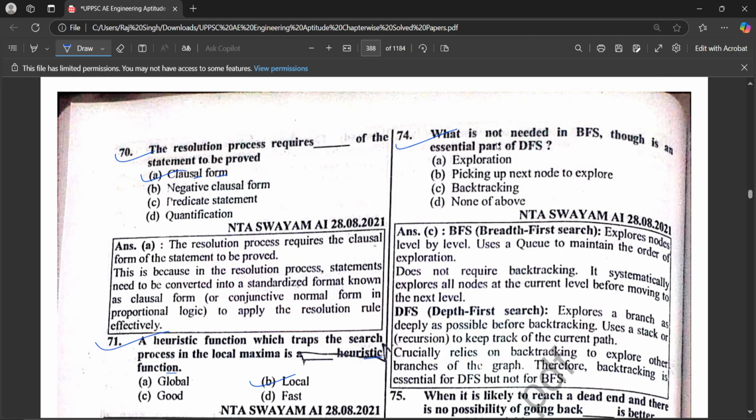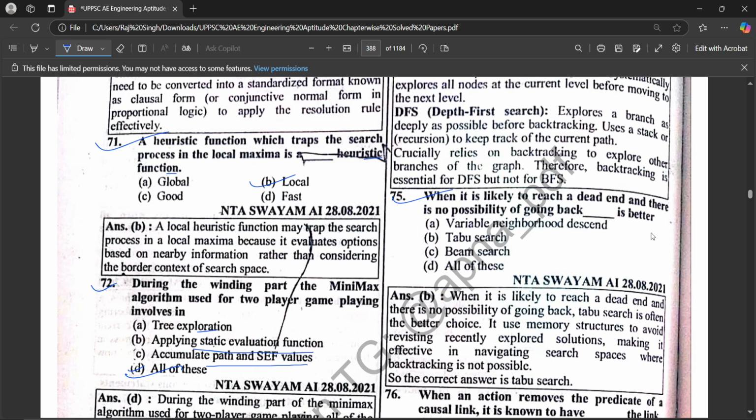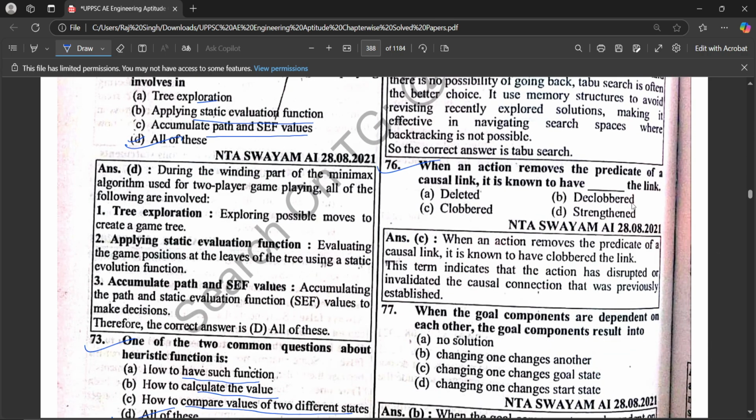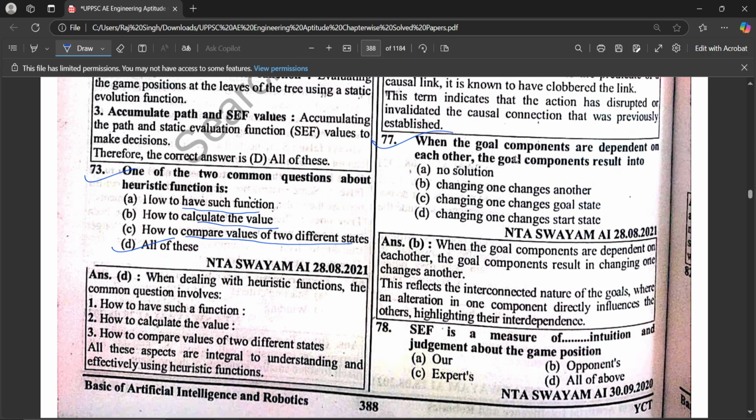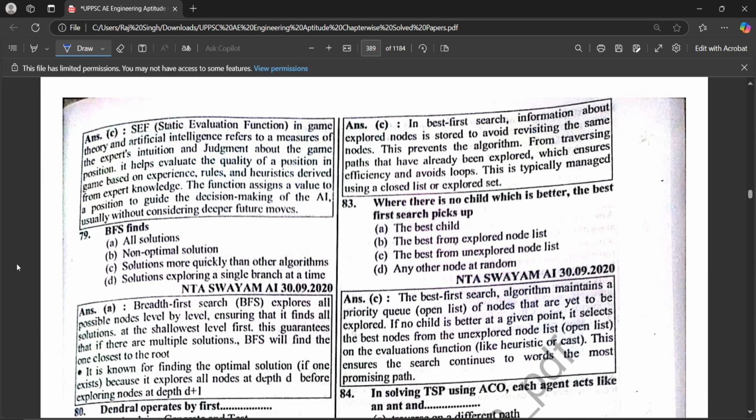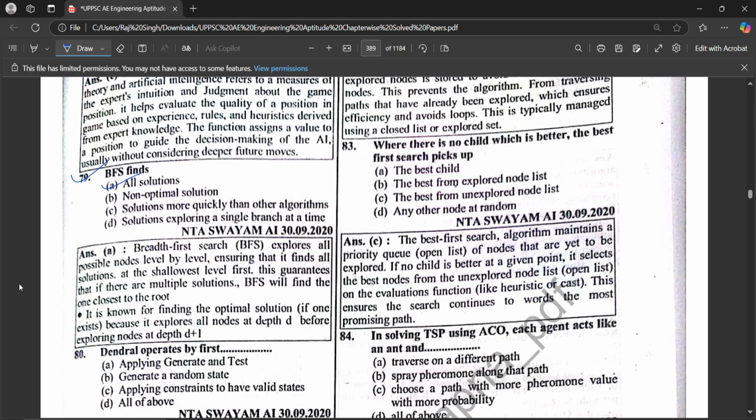What is not needed in BFS but is an essential part of DFS is backtracking. When it is likely to reach a dead end and there is no possibility of going back, A* search is better. When an action removes the predicate of a causal link, it is known as a threat, or link clip. When the goal components are dependent on each other, changing one changes another. SEF is a measure of the intuition and judgment about the game position which an expert has. BFS finds all solutions.